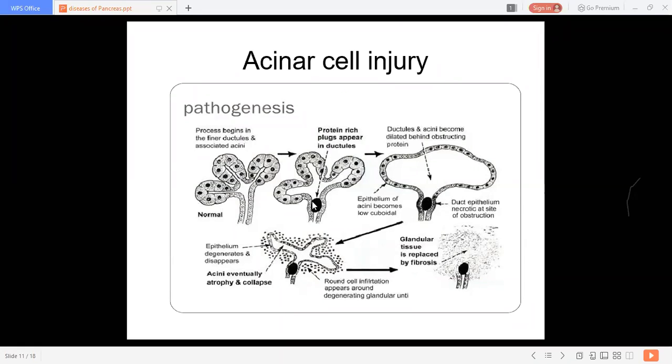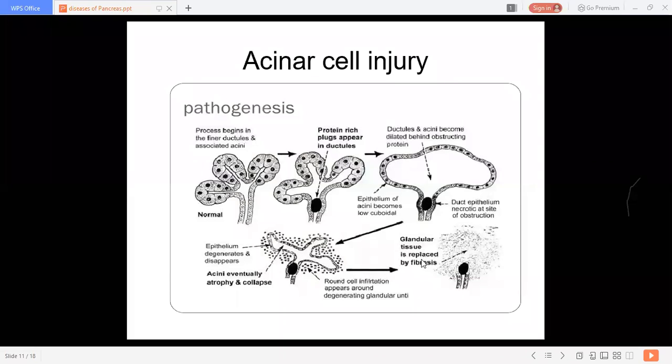So one cause of acinar cell injury is impaction due to obstruction. It may be due to viruses, that is an inflammatory reaction to viruses, or direct trauma due to some drug and toxoids. So this is all about the pathogenesis of acinar cell injury, how acini get destroyed. Impaction gives rise to dilatation, and it leads to necrotic and degenerative changes of the acinar epithelium. There may be atrophy of acini later on, and collapse of acini.